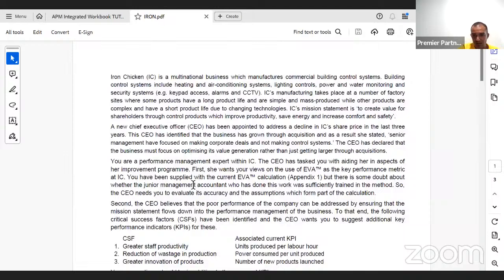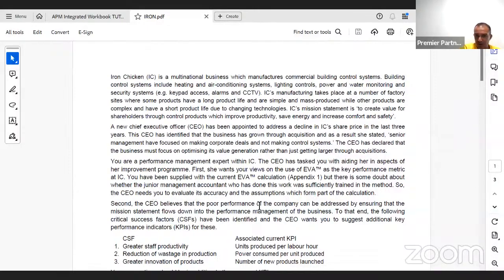Is there anything to take from here? You're a performance management expert. Here asked you to aid her in an aspect of the improved program. First, she wants your views on the EVA as a key performance metric.